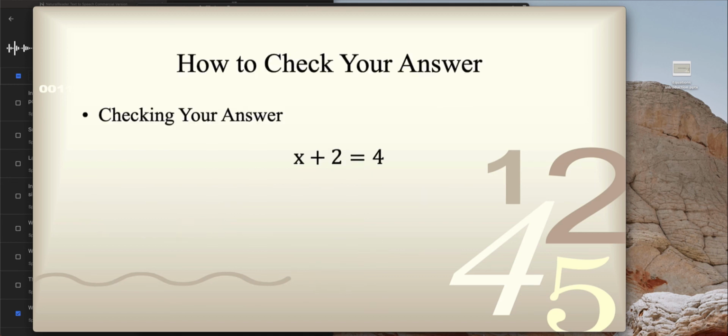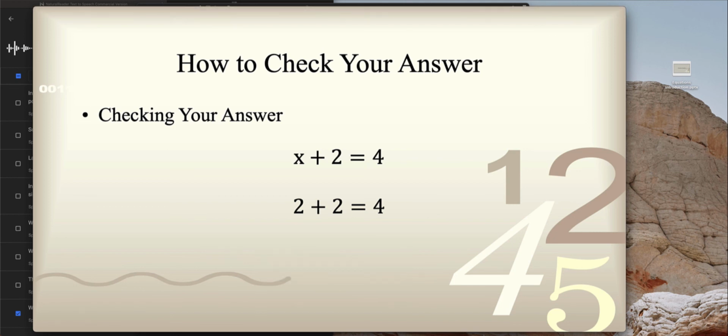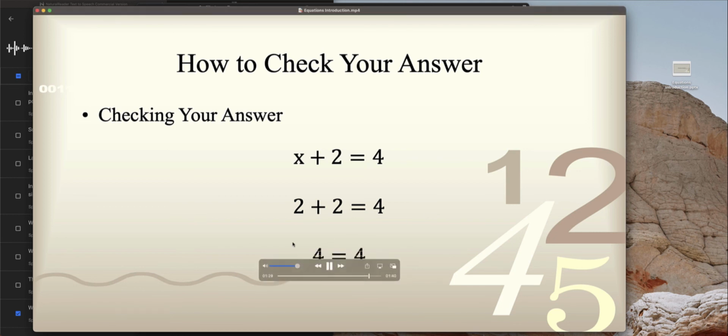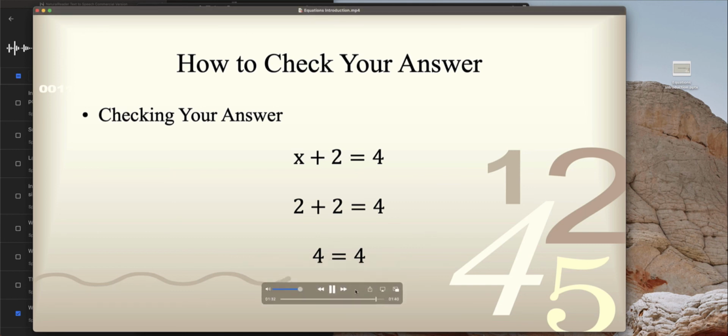In order to check our answer, we can plug in the value of 2 for x and make sure that the right-hand side matches the left-hand side. When we plug 2 into the value for x, we should get 2 plus 2 equals 4. When we add 2 plus 2, we get 4 on the left-hand side. Therefore, since the left-hand side equals the right-hand side, we have found the right solution.